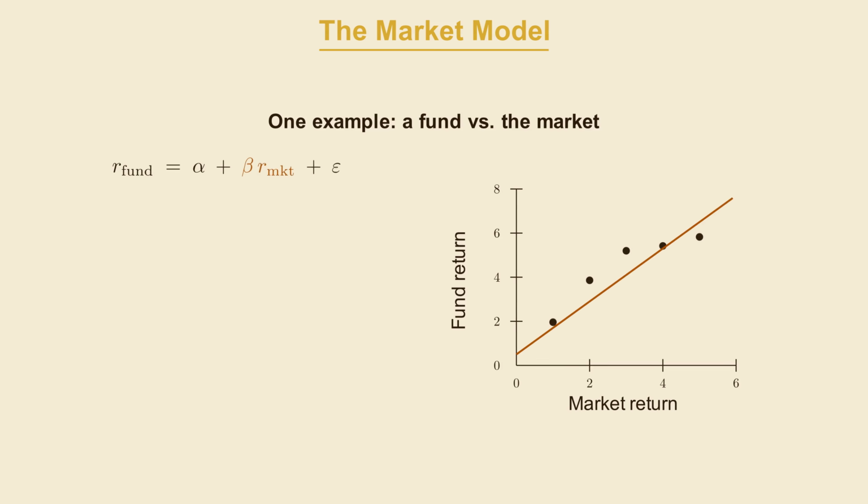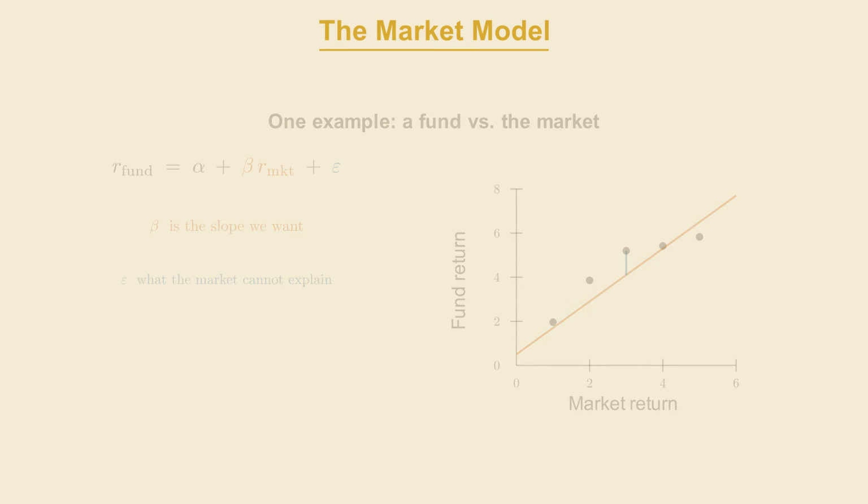Margot takes a fund's monthly return and regresses it on the market return over the same month. The slope of that line is the fund's beta, and it tells you how much the fund tends to move for every 1% that the market moves. And the error term, the part that doesn't sit on the line, is everything about the fund's return that the market doesn't explain. So with that picture in mind, here are the conditions that we need.